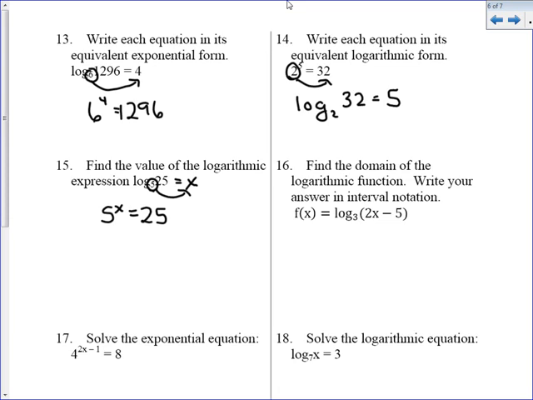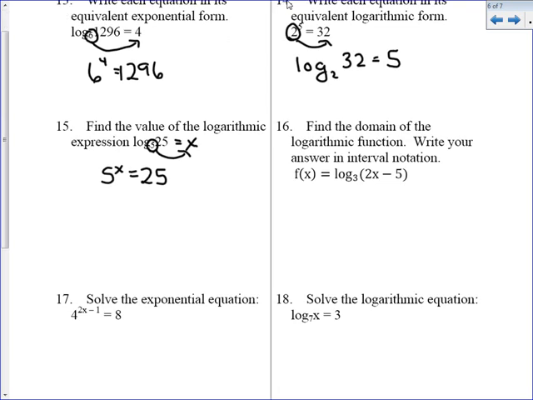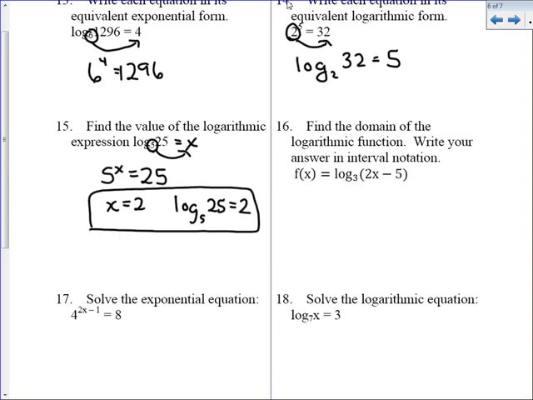So 5 to what power gives me 25? 2. So that means x equals 2. Or you could say log base 5 of 25 equals 2. But I'm okay with x equals 2. Either one of those. Any questions on our basic rewriting? My question for you, what if this equaled a fraction? There was 1 over. What would be true about the exponent if this equaled a fraction? It's just a negative. And then you'd still look at to what power.